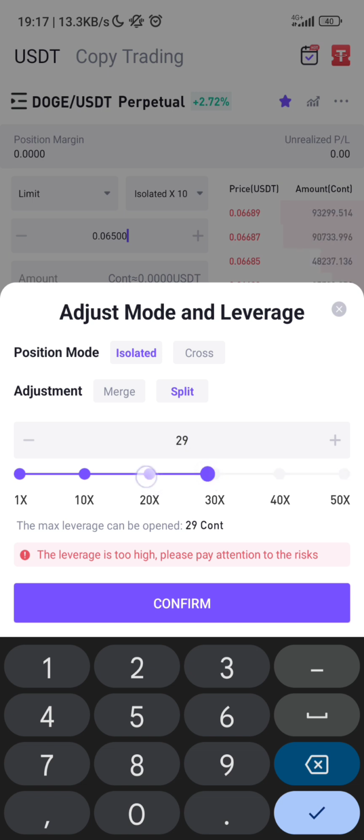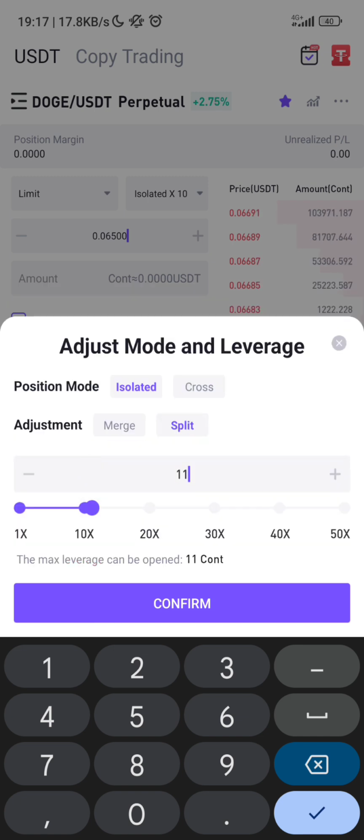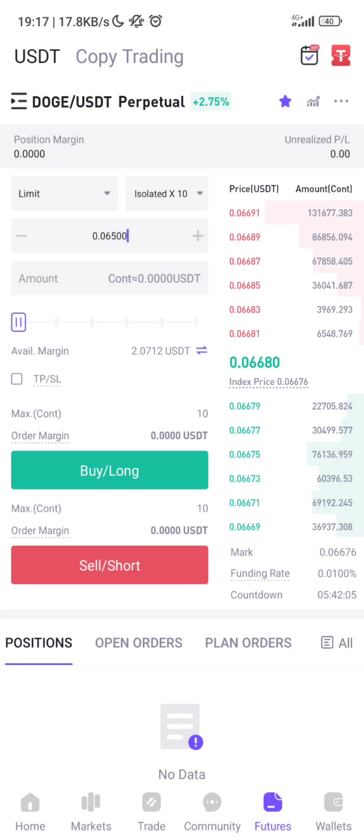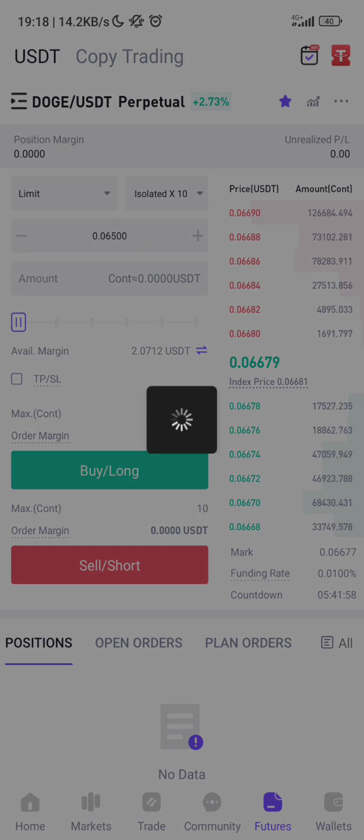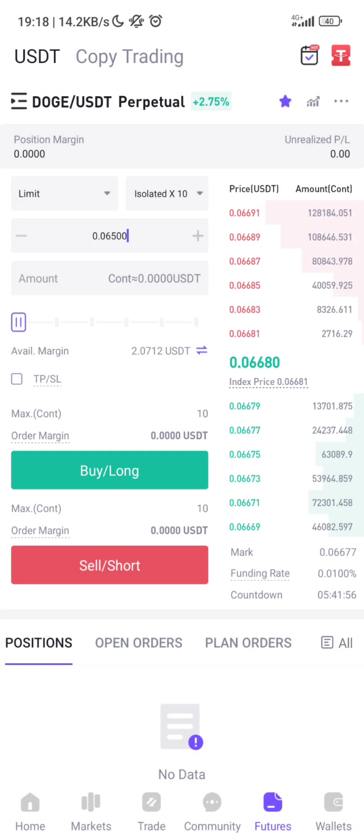So that's that. Now we're still going to experiment with this, but let me explain. Currently we're on 10x margin. Now when I drag this available margin here, you notice that there's something happening to this amount here. It's changing, right?